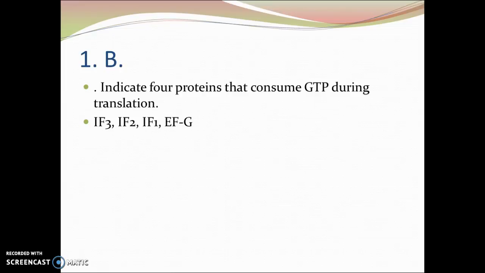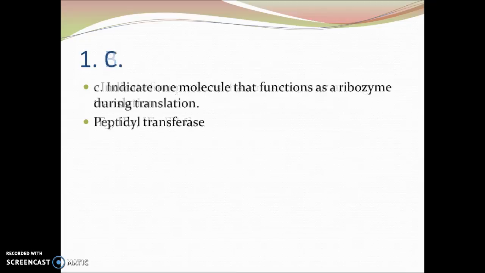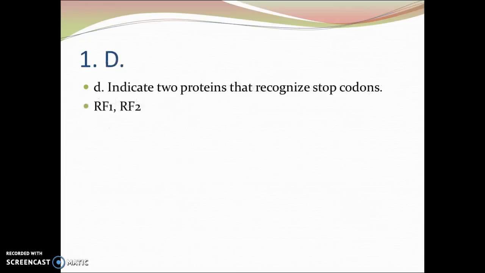1B. Indicate 4 proteins that consume GTP during translation, and that's IF3, IF2, IF1, and EFG. 1C. Indicate one molecule that functions as a ribozyme during translation, and that's peptidyl transferase. 1D. Indicate 2 proteins that recognize stop codons, and that's RF1 and RF2.